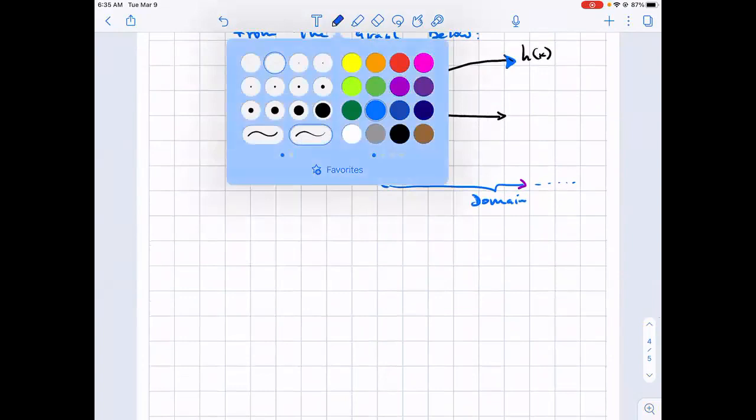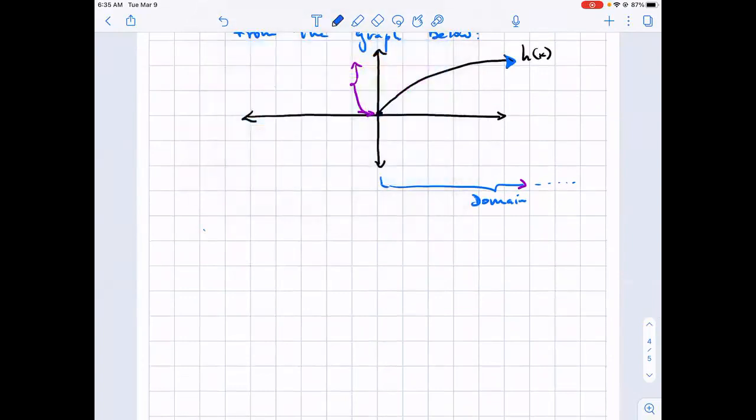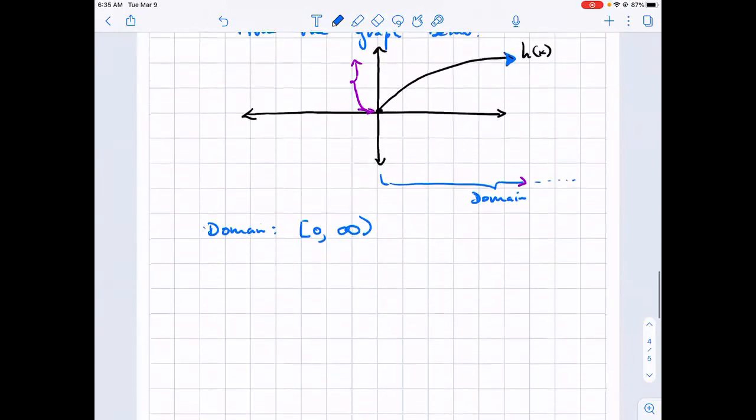So when we write the domain, the domain will be from 0, which is the x value, going all the way up to infinity. And it goes to infinity because we don't know where the graph stops. That graph is continuous. There's an arrow there. And infinity always gets a parenthesis.